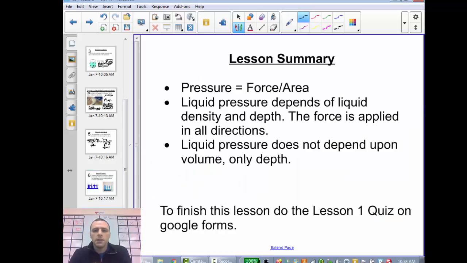To summarize, the key points of this lesson are the following. Pressure is force divided by area, and the units are pascals. Liquid pressure depends on density and depth along with gravity. So we have the equation rho g h. And finally, liquid pressure does not depend on volume, but only the depth of the water. That's the most important thing.